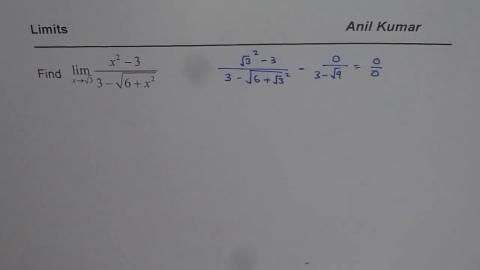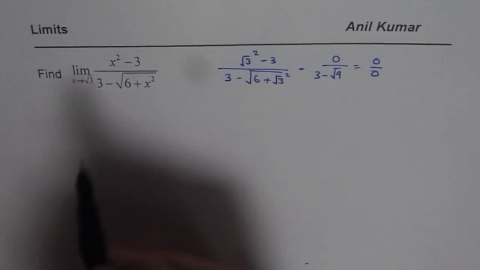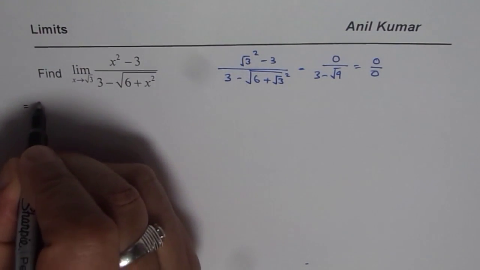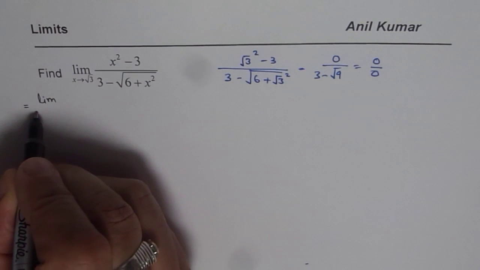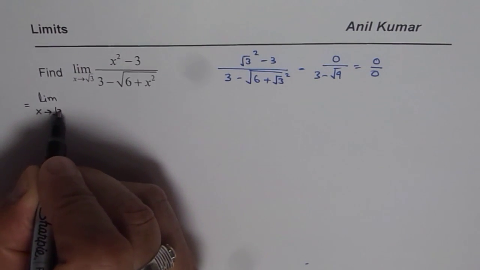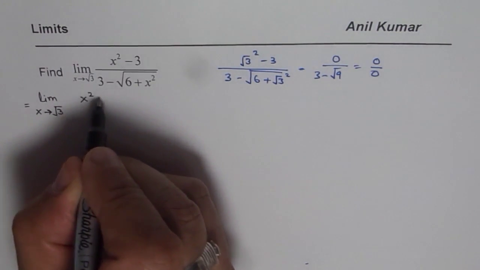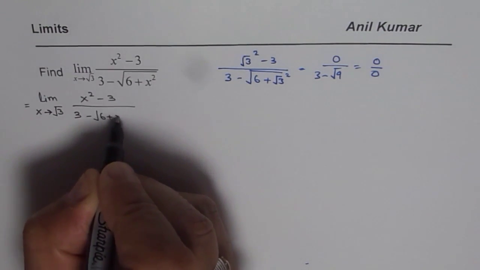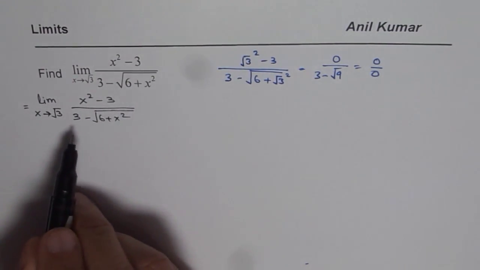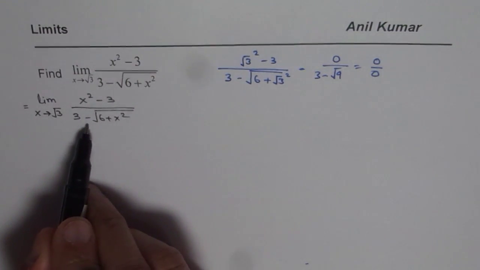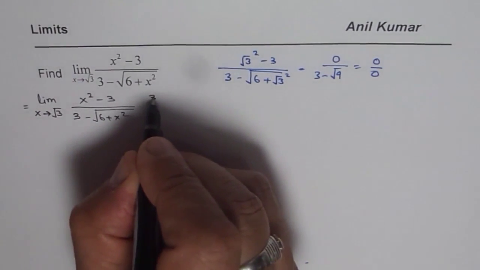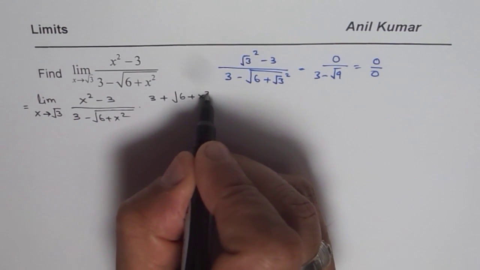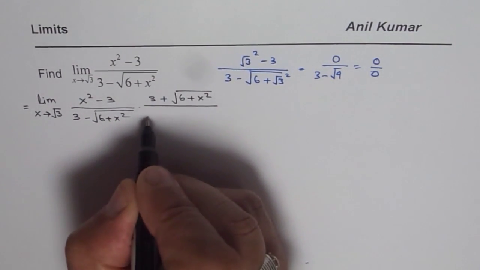Now whenever we have radical roots involved, we should rationalize, and that is the best strategy. So we'll rationalize and find the solution. We'll have the limit as x approaches square root of 3, and the function is (x² - 3) divided by (3 - √(6 + x²)). To rationalize, we need to multiply and divide by the conjugate of the denominator. So we'll rationalize the denominator, since that has the radical part, √(6 + x²), right? So we could write it like this.